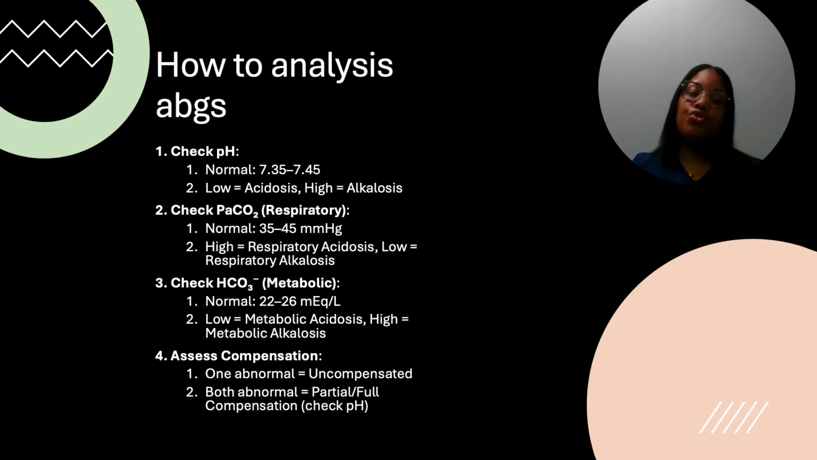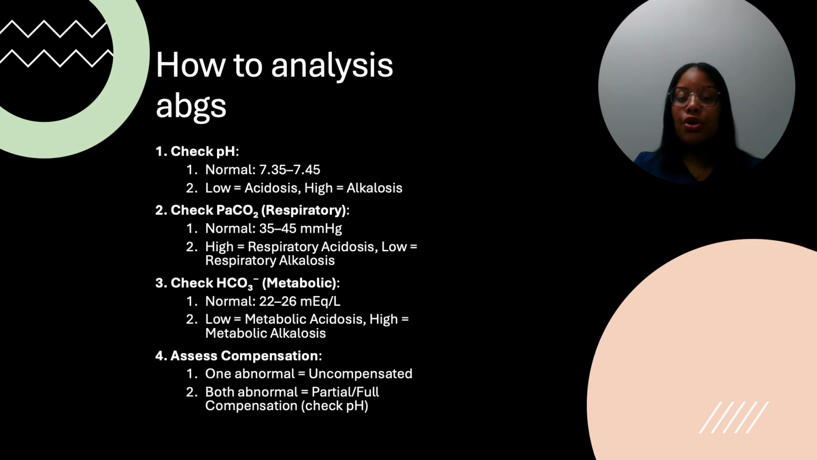So the next thing that you want to look at is to assess for compensation. So what do you mean when something compensates? So sometimes your body starts to see that it's going down the wrong path, and then your lungs, which is the respiratory, can say, hey, I can turn this around for the good. Or your kidneys can say, wait, let me try to turn this around. So if you have one abnormal level, that's going to be uncompensated. But if you have two abnormal levels, that's going to be partial or full compensation.